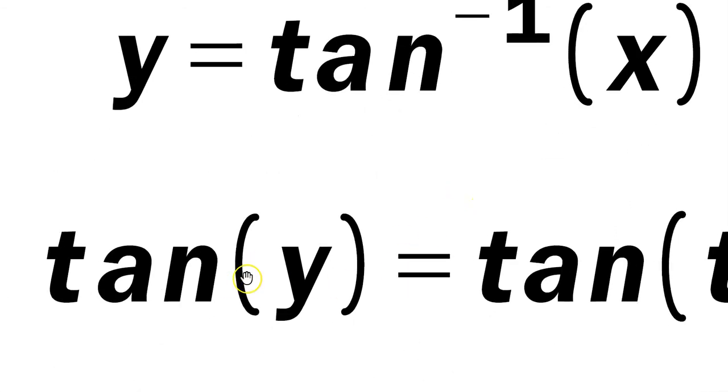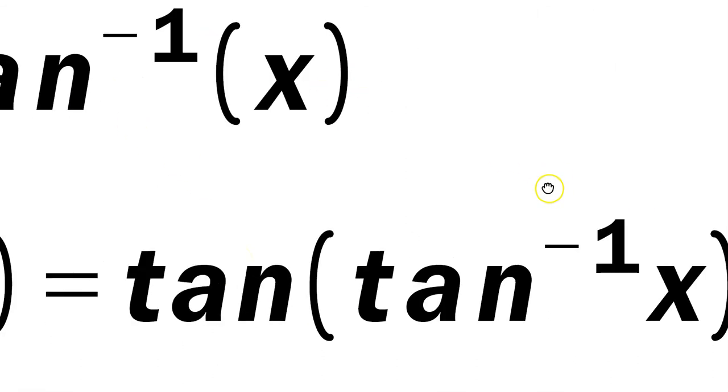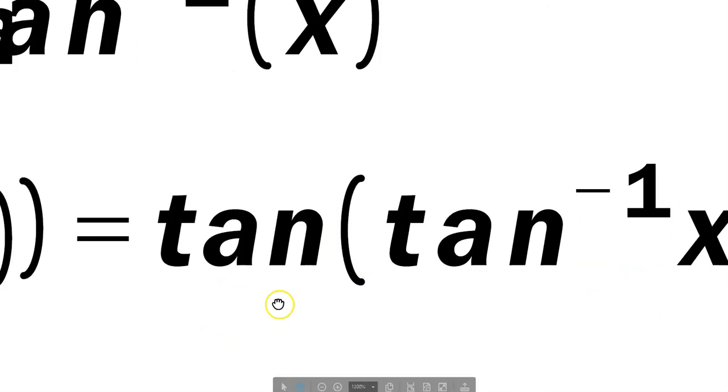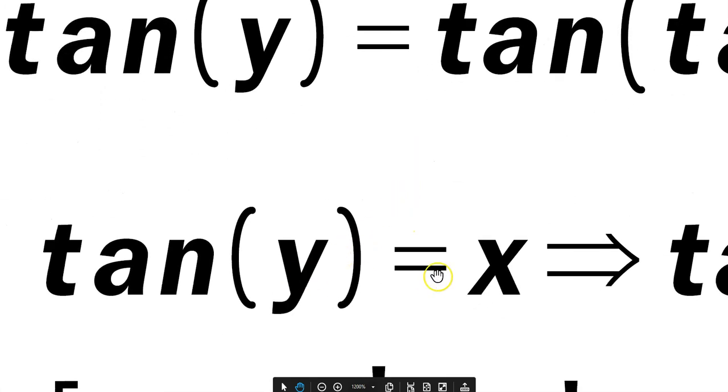So tangent of y. Notice the y now gets wrapped inside the tangent. We're going to take the tangent of the left side. The tangent inverse of x gets wrapped in its own tangent, so it becomes tangent of tangent inverse of x. Why would you do that? Because tangent and tangent inverse are just that, inverse functions. That means they cancel off and we can liberate x. In other words, we can say tangent of y equals x.